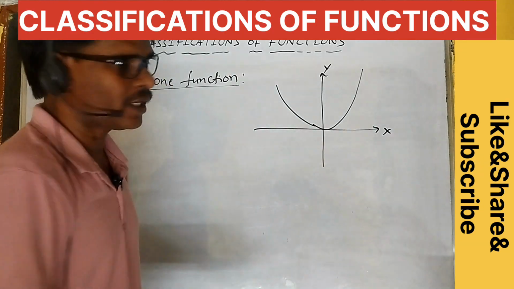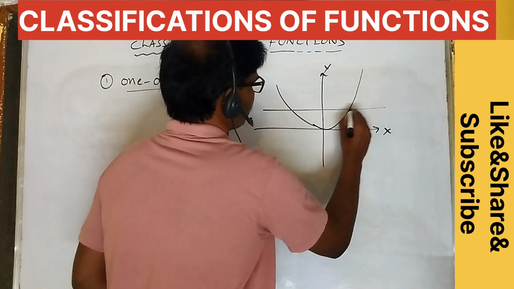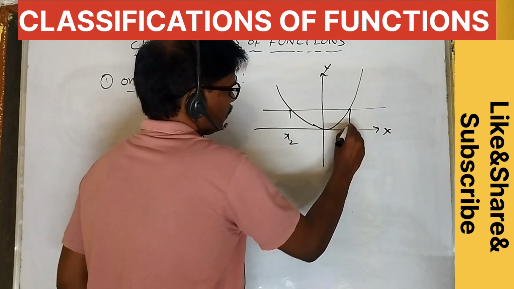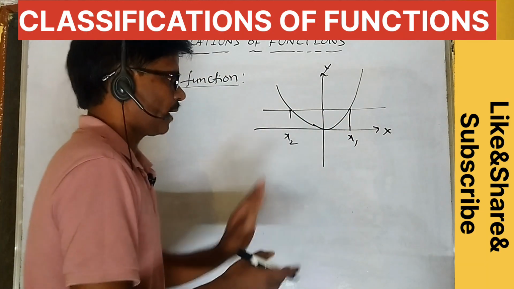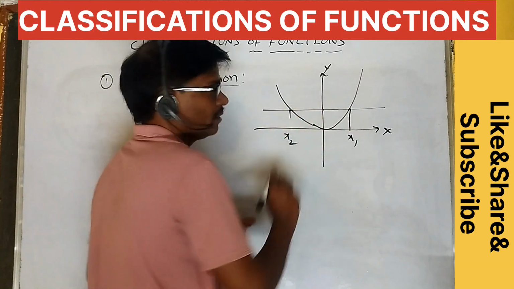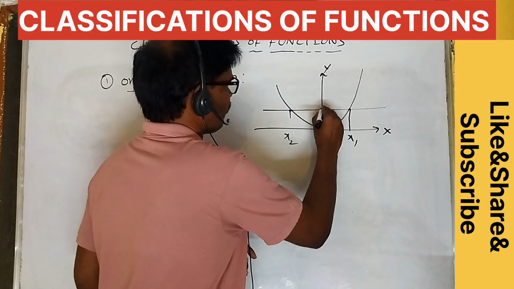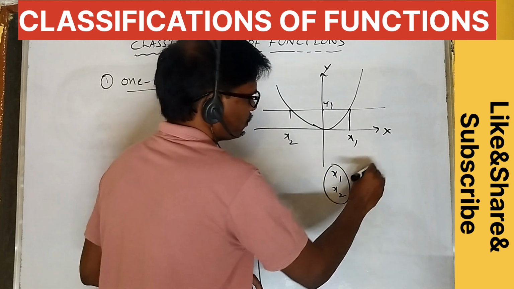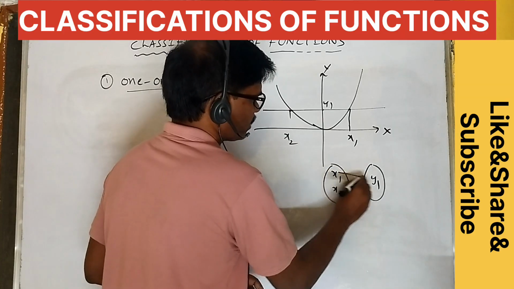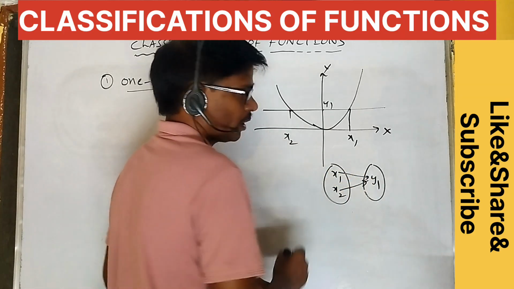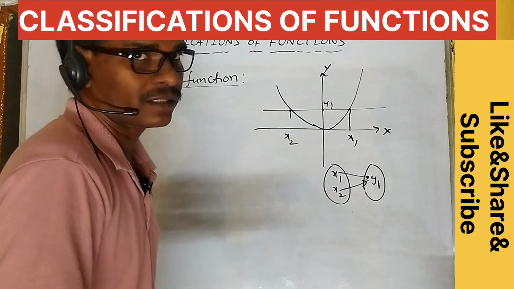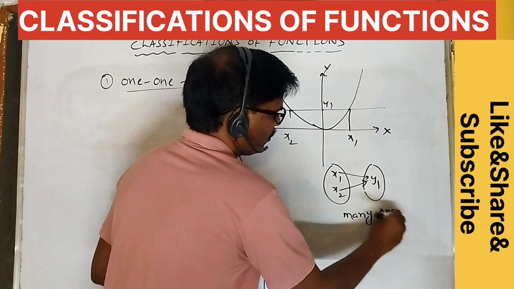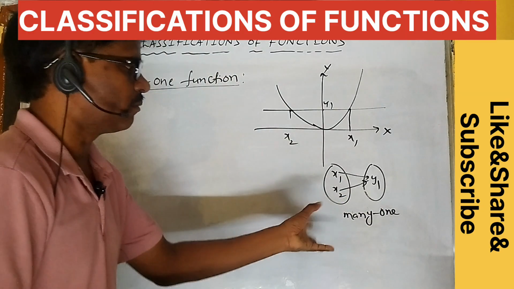Okay, take the horizontal line. How many places does the horizontal line cut? Here x1, this is x2. It cuts two times, at two places. This is y1. Set A has x1 and x2, and this is set B with y1. So x1 to y1 and x2 to y1. This is not one-one, which means it is a many-one function. Many-to-one means many-one function.